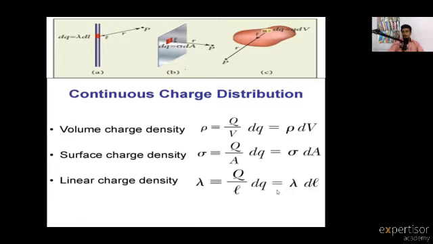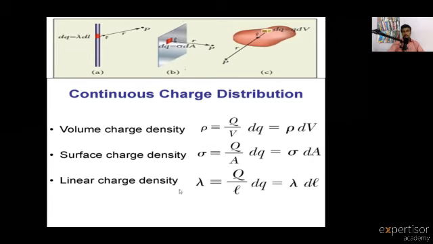Here dq is equal to lambda into dl. Another equation is generated here: at the place of Q you have to put the value dq, and at the place of L that is dl. So from linear charge density, lambda is equal to Q by L, small dq is equal to lambda into dl. So this is generated from this equation.